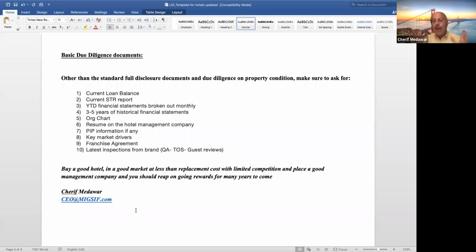I can spend hours talking about due diligence. We do that on a consulting basis through a company, Global Business Association, that we do consulting for investors that we know. We do consulting for our own funds to be able to acquire these assets. But get the current STAR report, it tells you a lot. Get the year-to-date financial statements broken down monthly. Get the 3 to 5 years of historic financial statements.